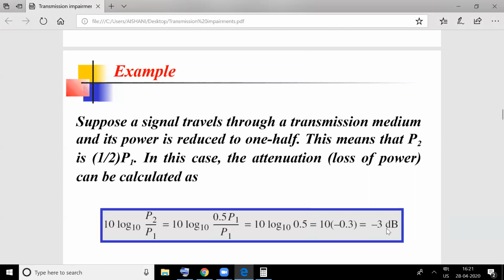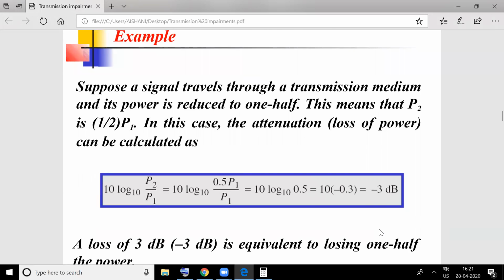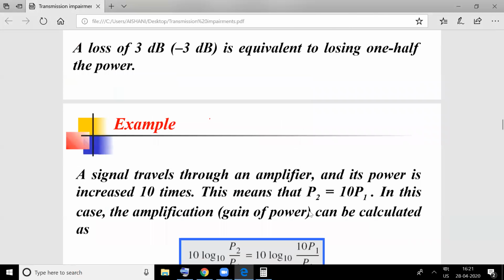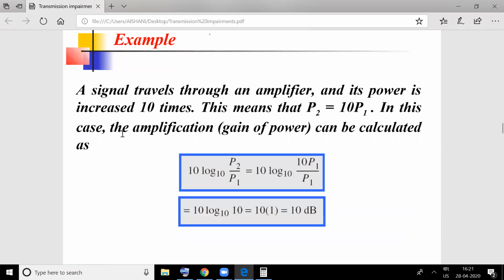Now one thing we have to remember: if the result is negative, that means the signal is attenuated, that means there is a loss in energy. But if the result is positive, that means the signal is amplified. This is the example for this.